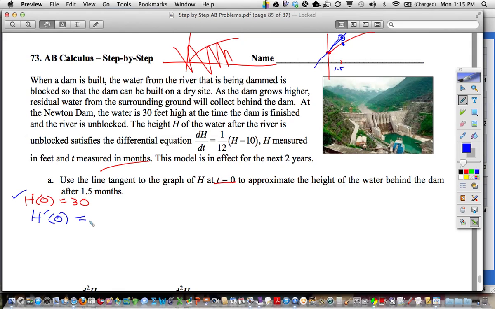What am I going to plug in right there? 30, right? Because at time 0, what is h? At time 0, h has a value of 30. So I want to find the slope at time 0. I got to plug a 30 right there for h. So 30 minus 10, 20 times 1/12. This would be a no calculator, by the way. 20 twelfths, which we reduce to 5/3. So that's 5/3. How do I write my line?